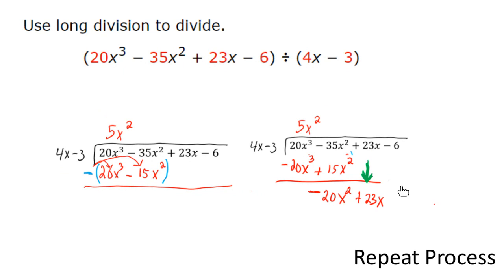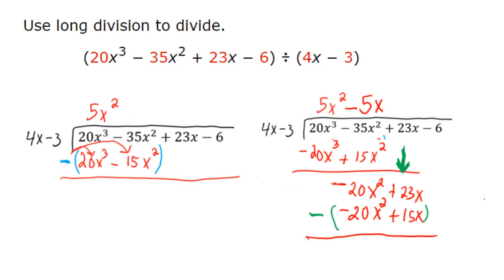And by repeating the process, what I mean is we're going to take, let me circle it here, the first number and the first number in the divisor and divide them. So negative 20x squared divided by 4x is going to give us negative 5x. Negative 5x times 4x is negative 20x squared, and negative 5x times negative 3 is positive 15x.